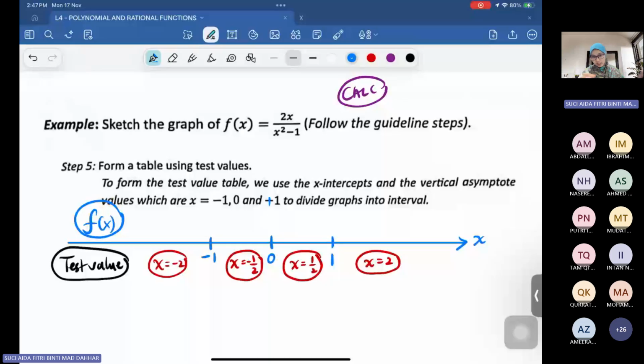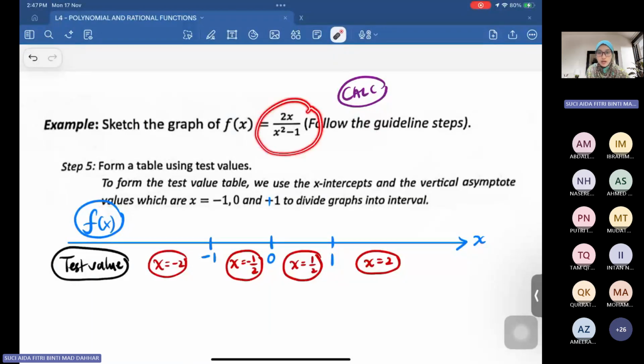So use your calculate button so that you can do it very fast. What you need to do, class, is key in this function, 2x over x squared minus 1, in your calculator. I'm doing it right now. Key in this function, 2x over x squared minus 1, and then press the calculate button.